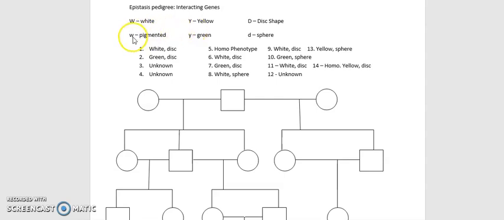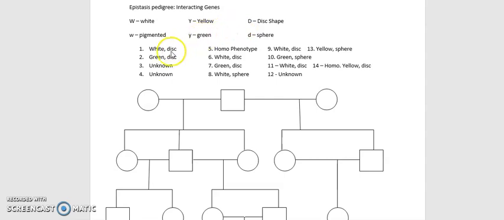If you have a recessive W, that means you have the ability to be pigmented, and then you can look at the genotype of the second gene to determine if you're yellow or green, using simple Mendelian. Dominant is yellow, recessive, that's a small y, is green. The third gene, disc, does not impact color, so it's just typical Mendelian. There's no impact of color on the shape of the actual pea.